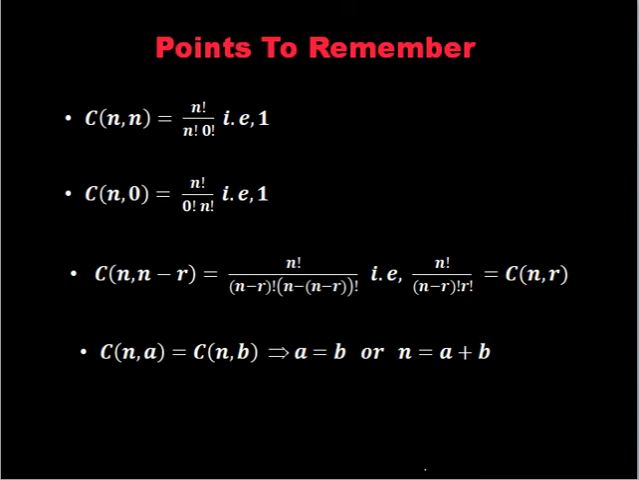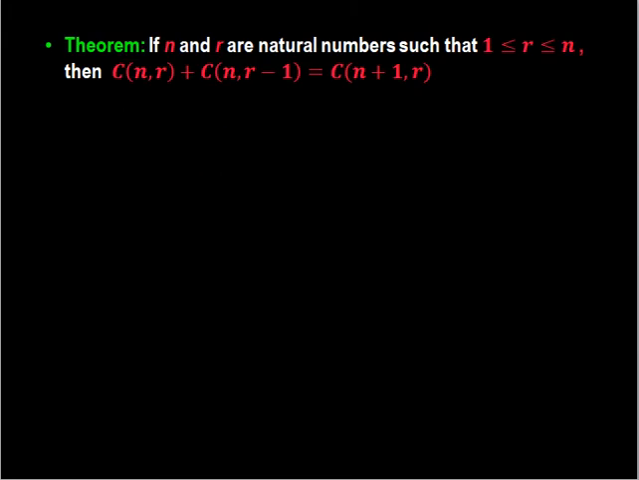Now going through some more theorems, see this another one. It says if n and r are natural numbers such that r is greater than or equal to 1 and less than or equal to n, then the sum of these two combination coefficients can be written like this. So we can solve the left hand side, add them up and see whether it reduces to the right side or not. So using the formula we have obtained, let us expand both the combination coefficients.